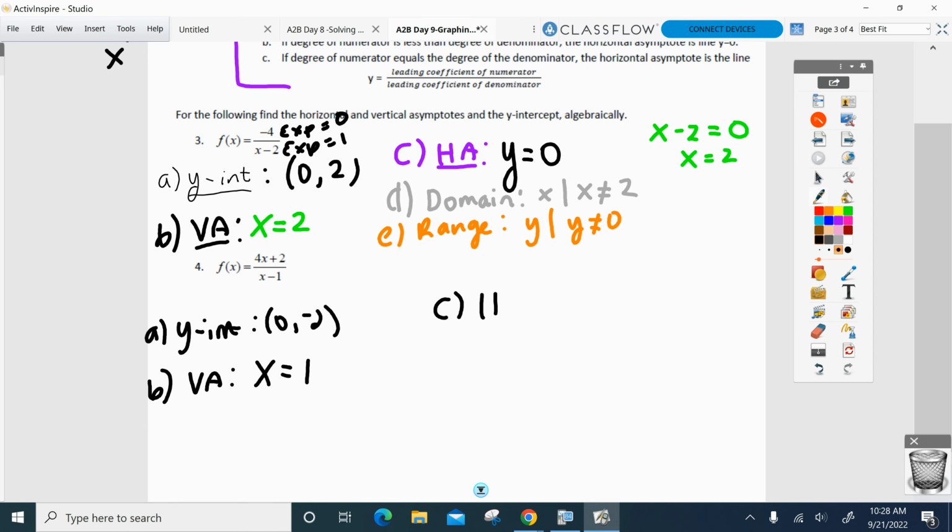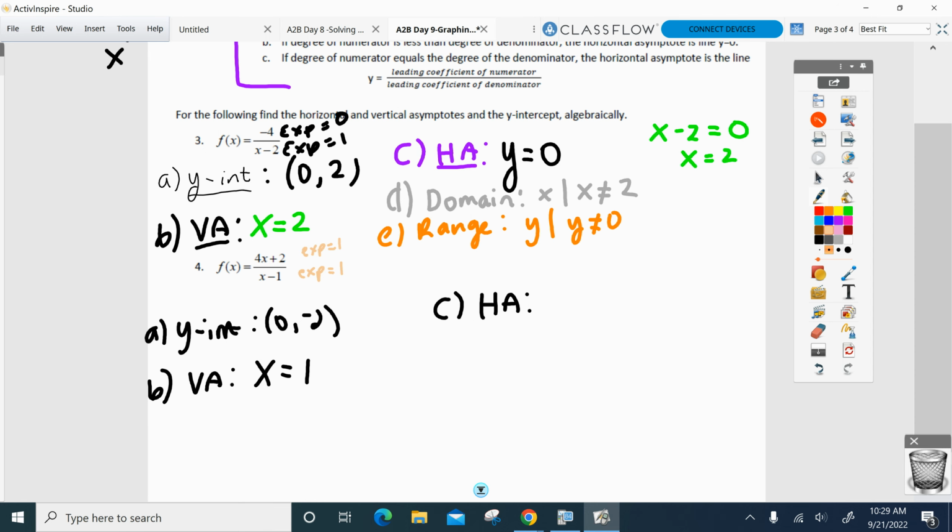Horizontal, where I got to know the rules. Let's see if I did a decent job at this last problem. What's the highest exponent in the numerator? Great job. 1. What's the highest exponent in the denominator? Also 1. Everyone, yes? All right, so what do we notice in this one? Okay, they're both the same. So what's the rule if both are the same? If both are the same, it's going to be the numbers out in front divided by each other here.